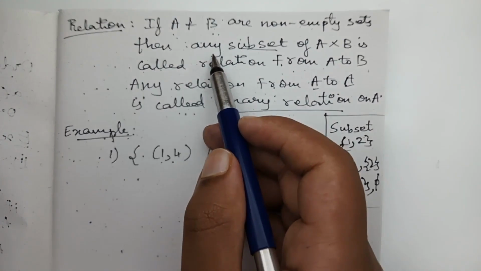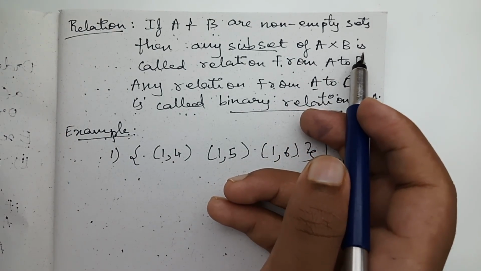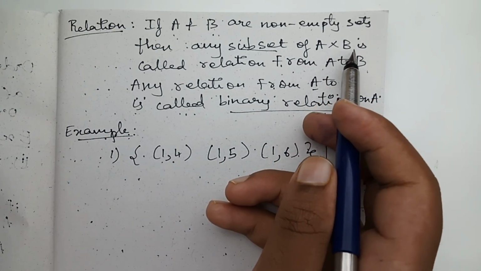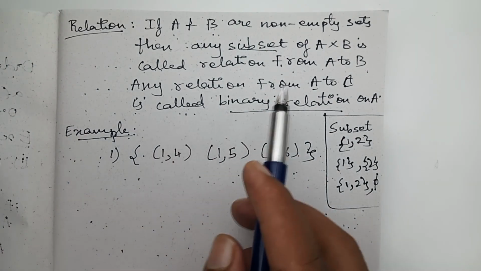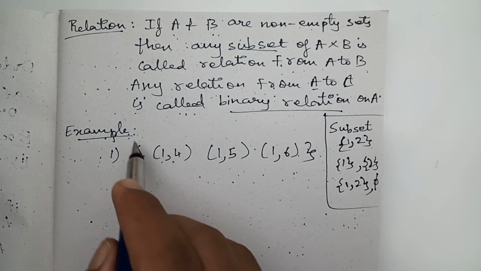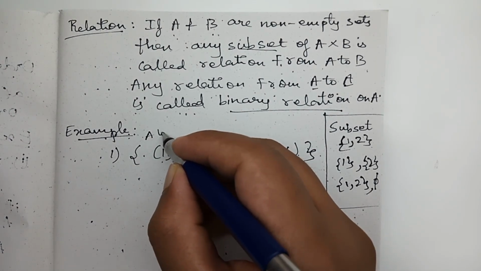Here, any subset of A cross B, that is A into B Cartesian product B, is called a relation from A to B. This is the relation from A to B. A to B relation.